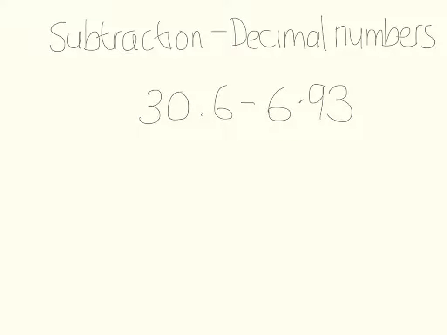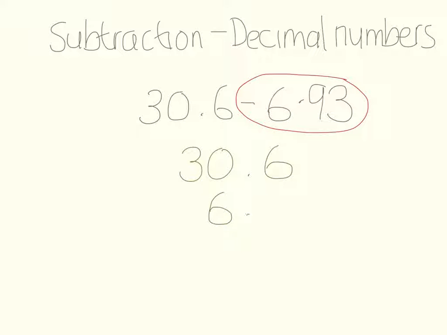The next sum that I'm going to look at is one that says 30.6 take away 6.93. Okay, so this second number is the number that I'm taking away. So therefore I'm going to write 30.6. Now I have 6.93. So 6 has the value of 6 units, which is why it's going to go in the units column. I then have my decimal point. 9 is 9 tenths, so I'm going to put that in the tenths column. And then I have 3 hundredths, so I'm going to put that next to the 9.